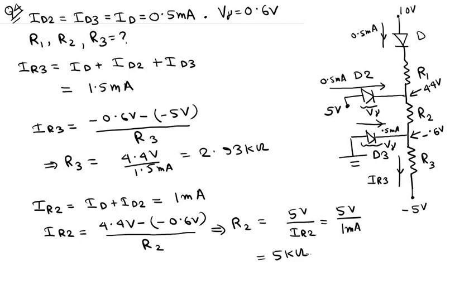Okay, so we have got the value of R2, and now we need to find the value of R1. So R1 again is simple, since a current of 0.5 milliampere flows through this diode D. This diode D must be forward biased, so the voltage drop across this diode D must also be V gamma. Okay, and so the voltage drop across this resistor R1 is actually 10 volts minus V gamma minus this 4.4 volts over here.